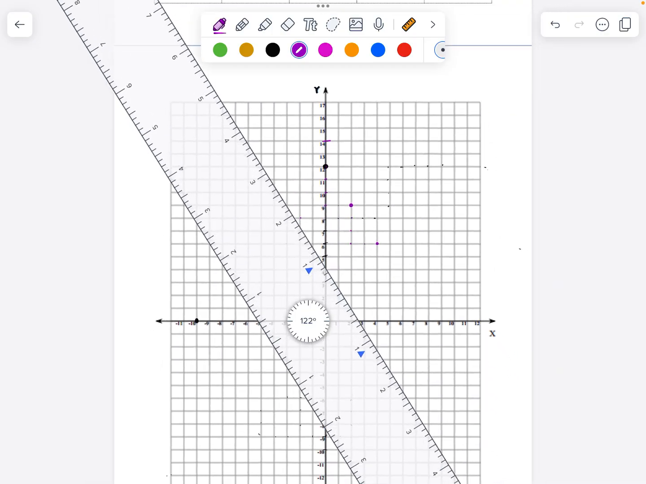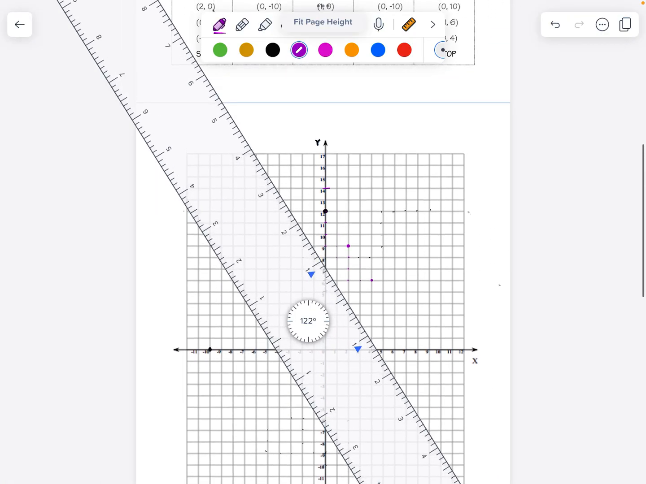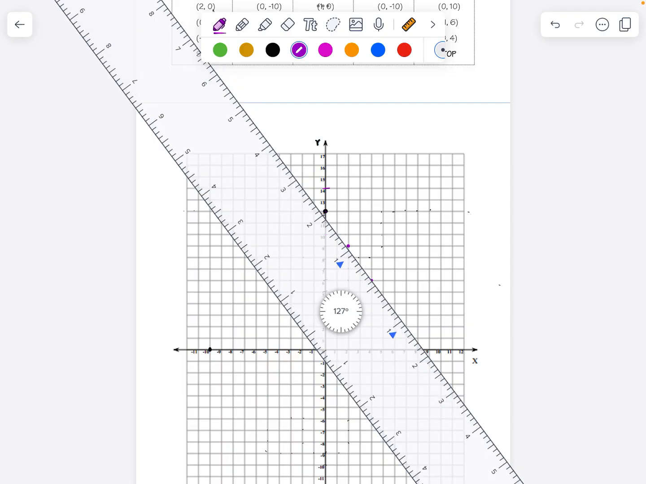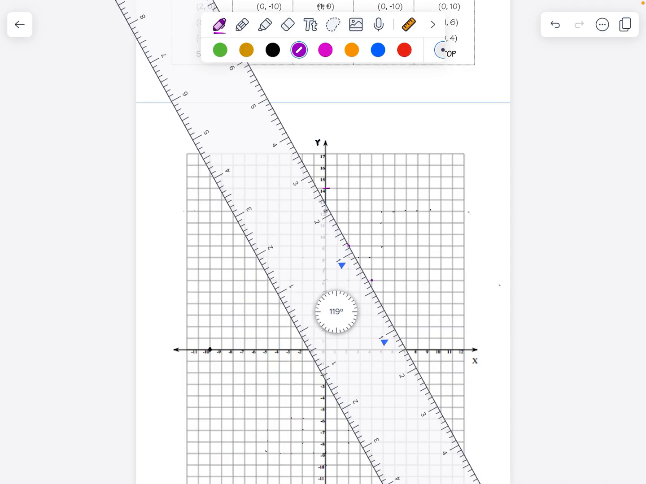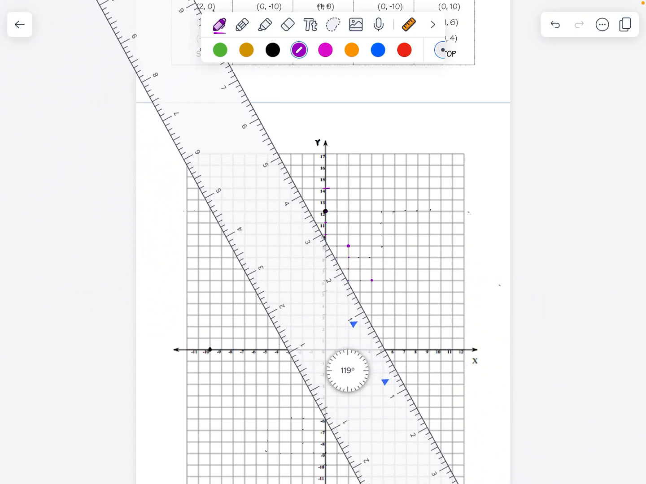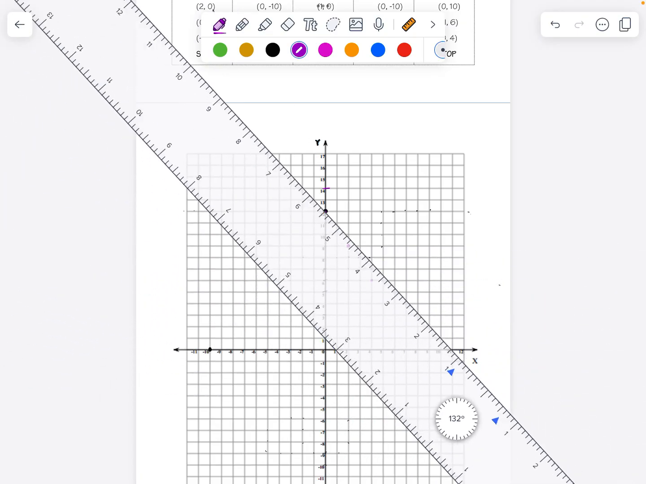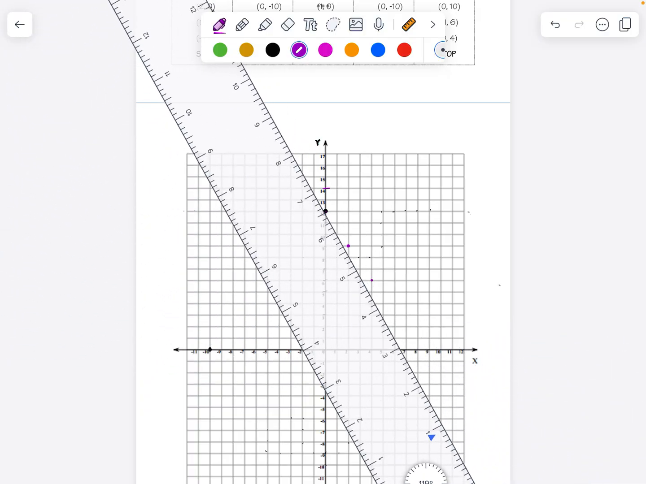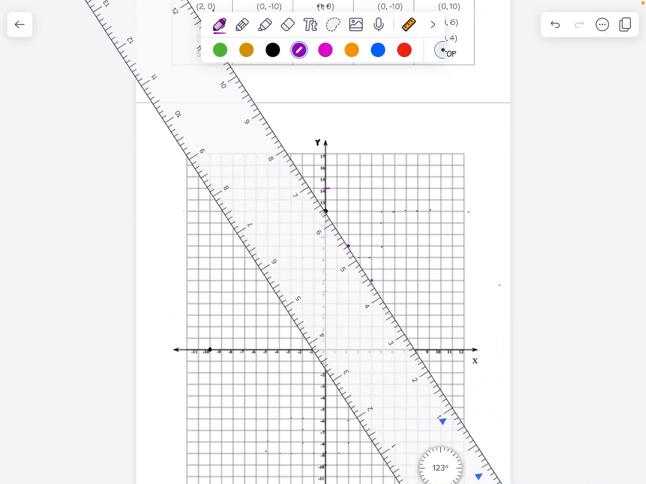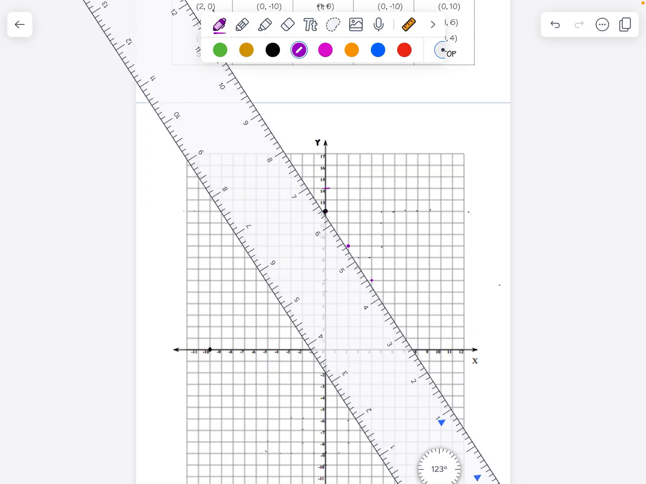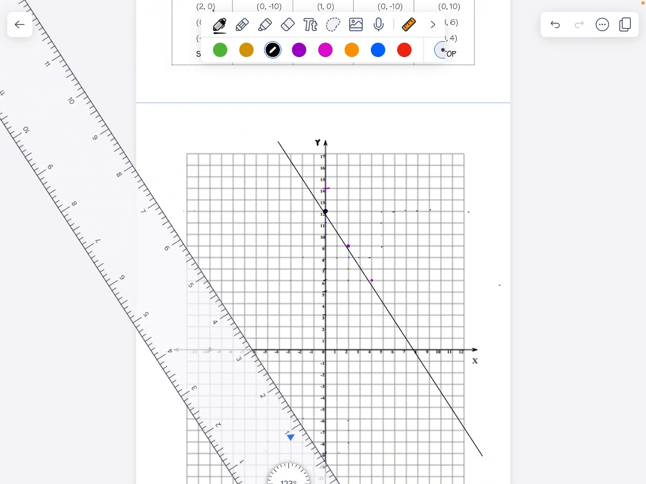I'm going to zoom out so I can get my line going all the way through as best as possible through these points. It's a little glitchy. Sorry about that. Here we go. Okay, so I'm going to draw my straight line all the way through those points and put an arrow on both sides.